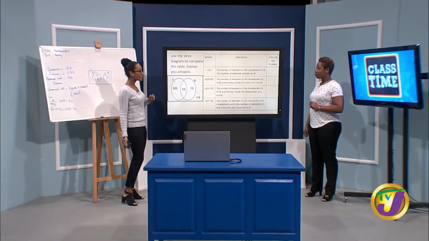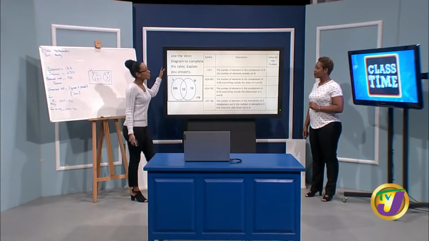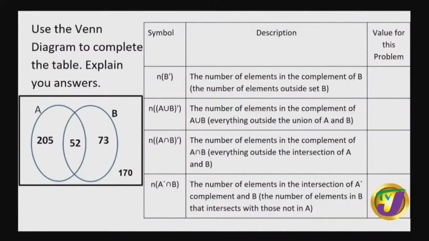But let's see if they're following at home now. We're taking it a little notch further. Now we're asked for the number of elements in B complement, which is everything outside of B. If you imagine that I've shaded B, I have the 205 and the 170. So we have the 205 plus the 170, which gives us 375.